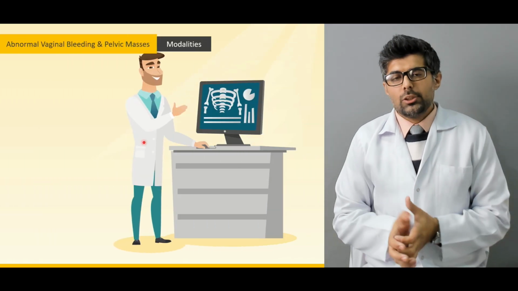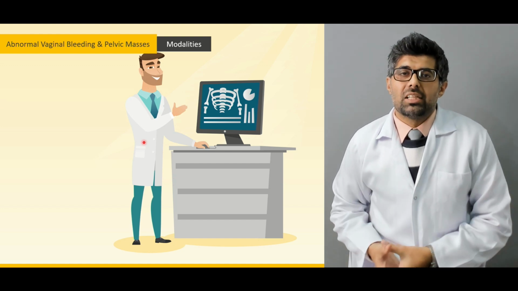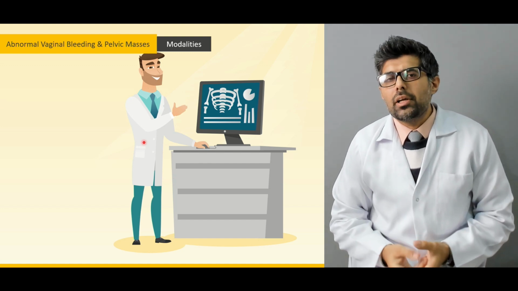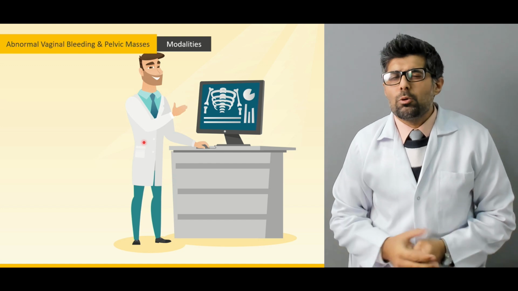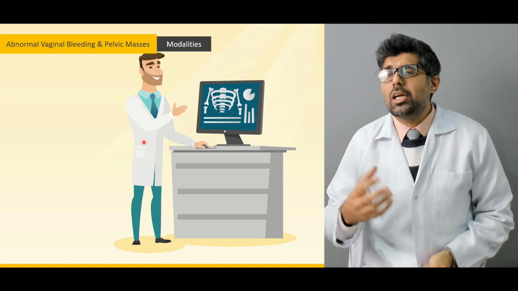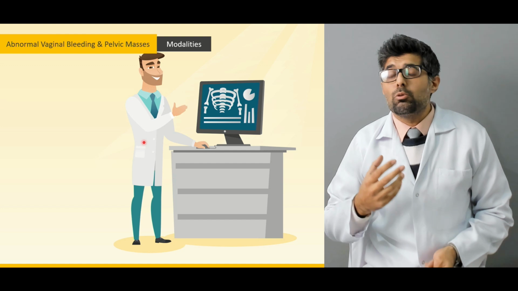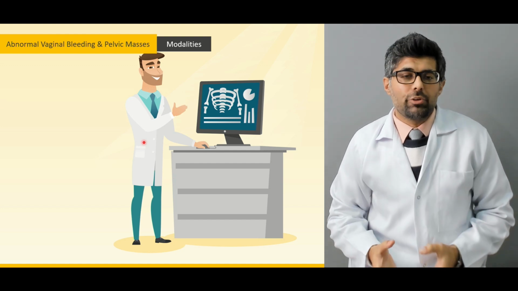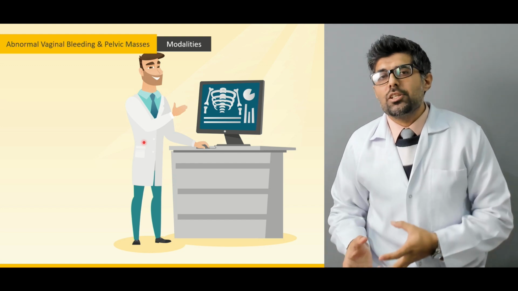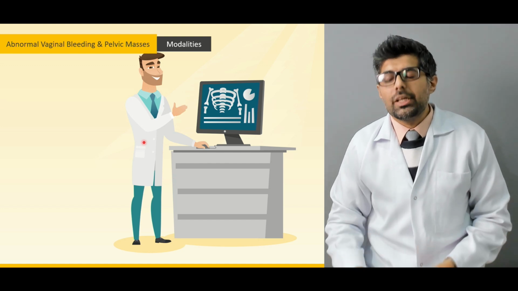Now, our next topic is abnormal vaginal bleeding and pelvic masses. Now, abnormal vaginal bleeding and pelvic masses can be due to a variety of reasons. It can be due to cysts, it can be due to uterine fibroids, it can be due to tumors. There are a lot of reasons for it. But our choice of modality changes with each presentation. So, what are those modalities?